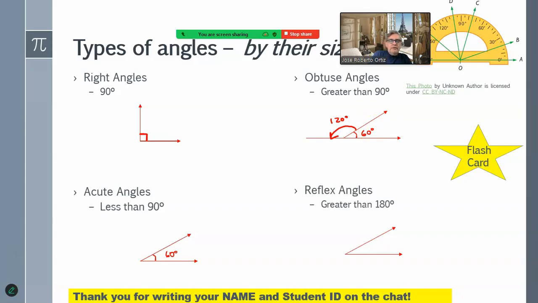Then we have the reflex angles, and these angles are greater than 180, in other words, greater than 180 and less than 360. It's called reflex because it's like the opposite of what we would be calling the angle. So if, let's say, this is 60 degrees, the rest of the angle would be 300 because the total should add up to 360. I hope this makes sense.